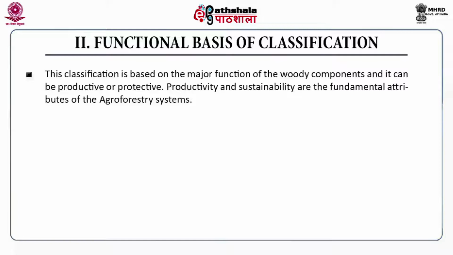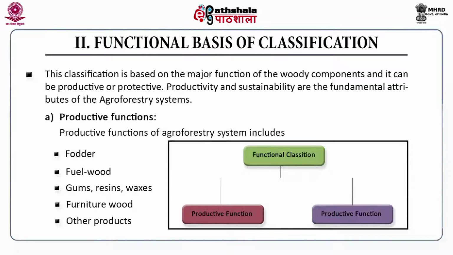Now, the second system of classification is the functional basis of classification. This classification is based on the major function of the woody components and it can be productive or protective. Productivity and sustainability are the fundamental attributes of the agroforestry system. Productive functions of agroforestry system include fodder, fuel wood, gums, resins, waxes, furniture wood and other products.